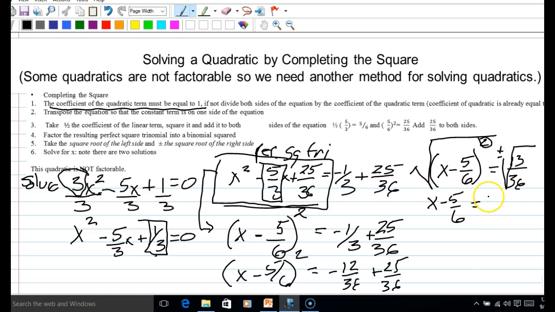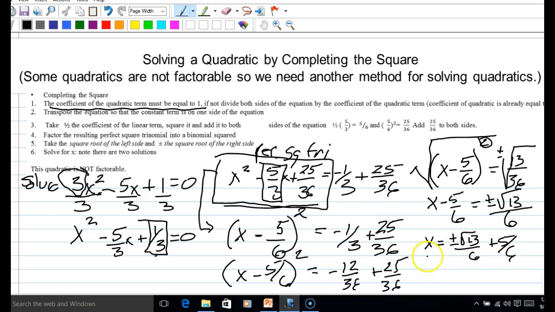So that's plus or minus the square root of 13. Cannot do anything with that. 13 is not a perfect square, and it doesn't contain any perfect square factors. But the square root of 36 is 6. So x minus 5/6 is equal to plus or minus the square root of 13/6. Now solving for x, I need to add 5/6 to both sides. So x is equal to plus or minus the square root of 13/6 plus 5/6.